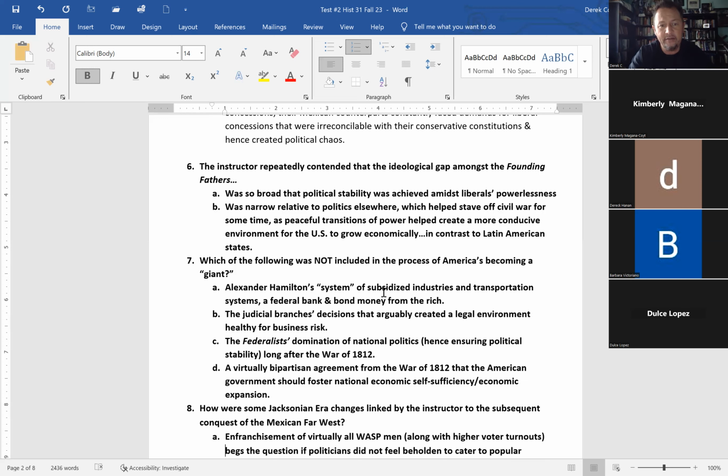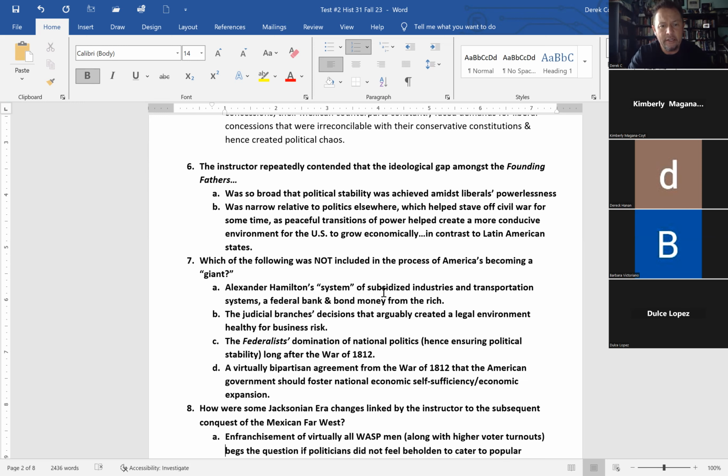becoming an economic giant. The judicial branch, I mentioned at least 3 major decisions that were made to make a business safe environment for entrepreneurs, for business owners. Okay, so that one's also true.